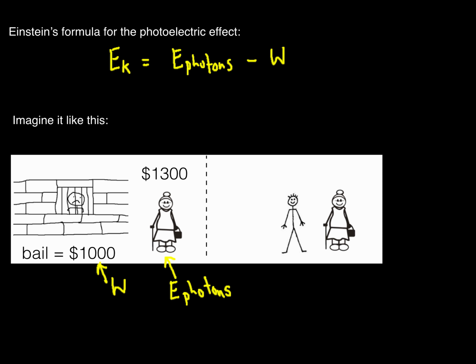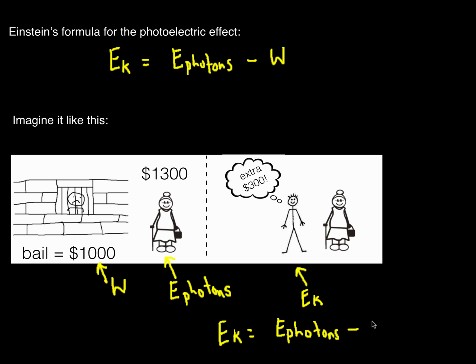Then, because your grandma comes with enough money to release you for bail, you are freed. But more than that, you have an extra $300 to spend, so you can go buy yourself a new pair of shoes. This is like the kinetic energy of the electrons once they're released. The kinetic energy of the electrons is equal to the energy that the photons bring with them, minus the amount of energy that was required to release them in the first place, the work function.